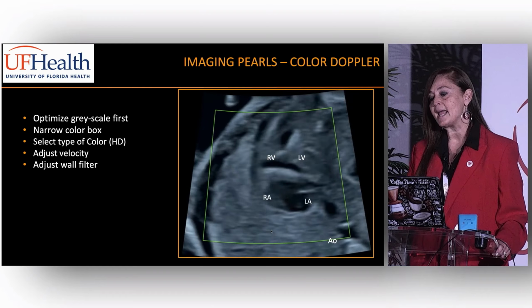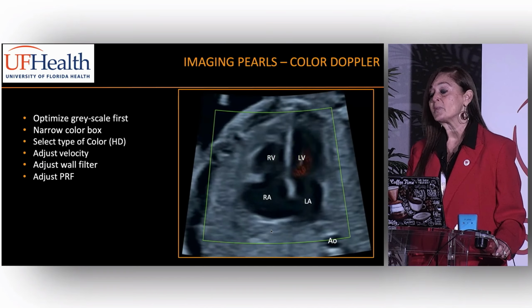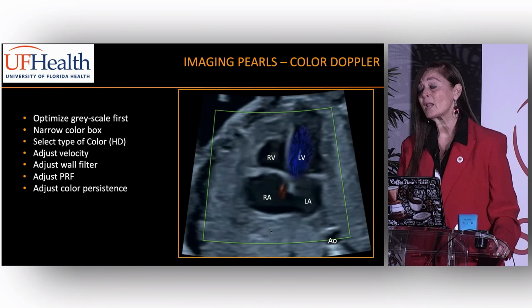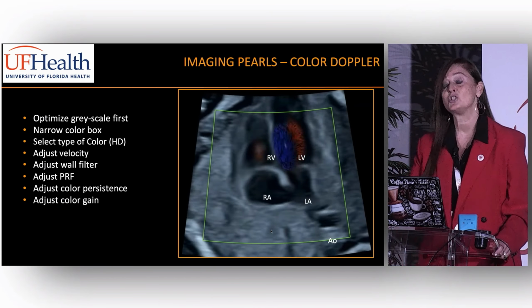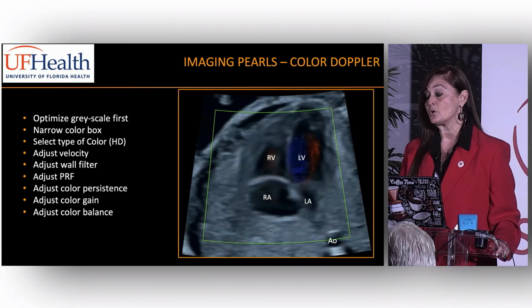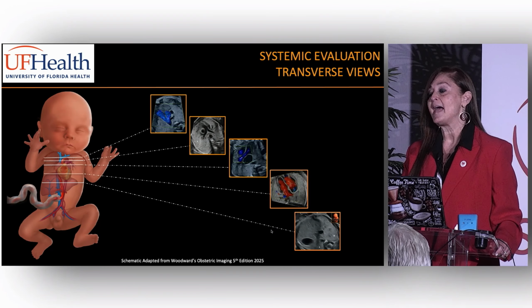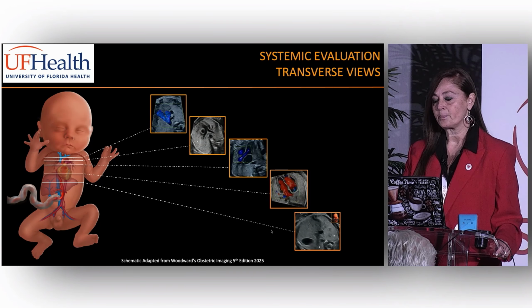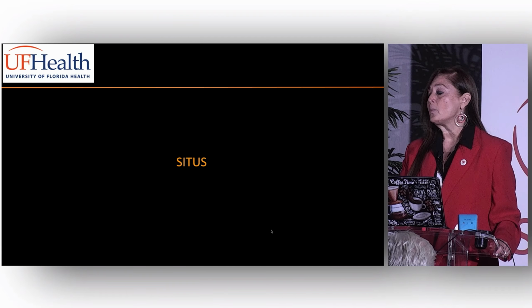Adjust the velocity scale, adjust your wall filter, adjust your PRF, adjust your color persistence, adjust your color gain, adjust your color balance, and then you can start with the sweep. And so now we will start.